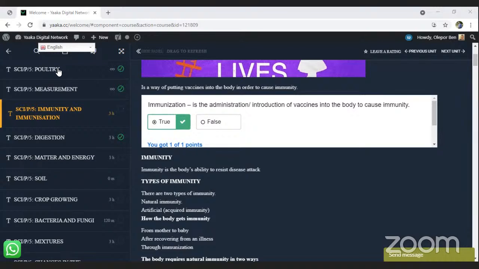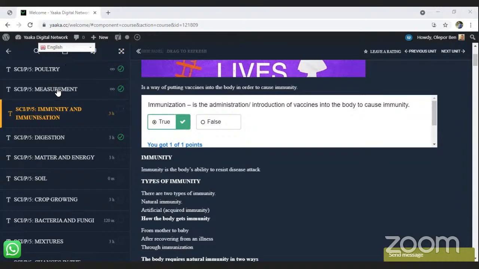The first topic is poultry. The second topic is measurements. This is how they are arranged in your syllabus in P5. The moment you go to P5 class, you learn about poultry. So it would be okay for you to log into the site and do all this work. Start with poultry, write it in the book clearly, ask questions where you don't understand, and then you come out.